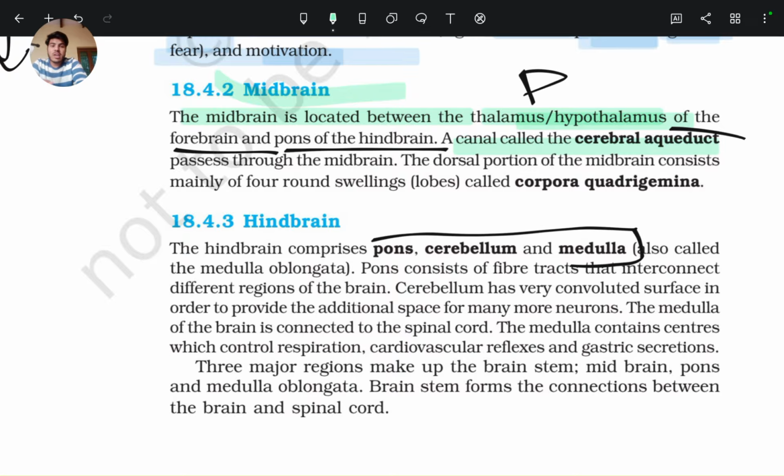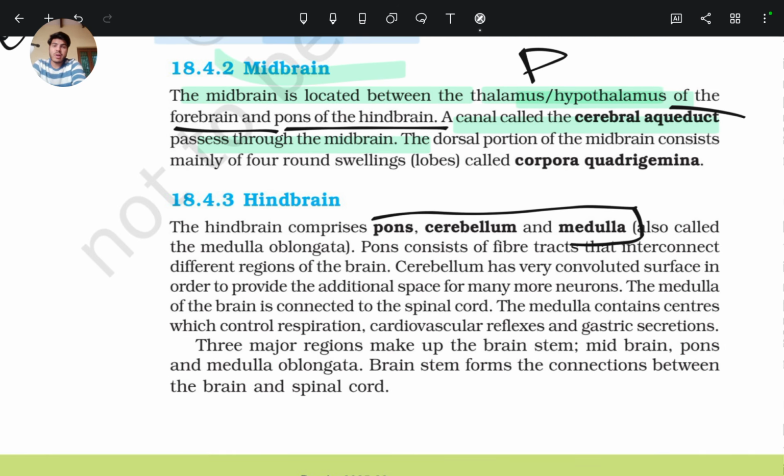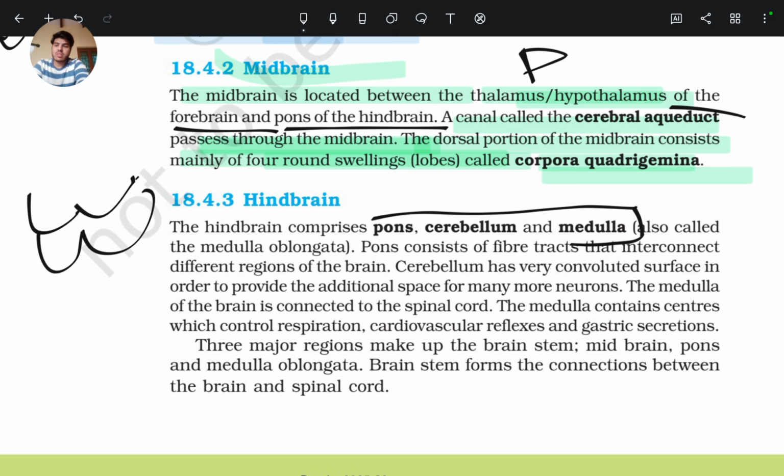A canal called the cerebral aqueduct passes through the midbrain. The dorsal portion of the midbrain consists mainly of four round swelling lobes called corpora quadrigemina.